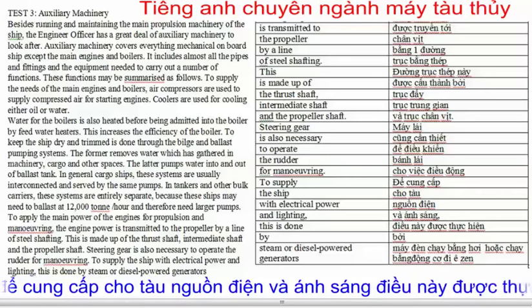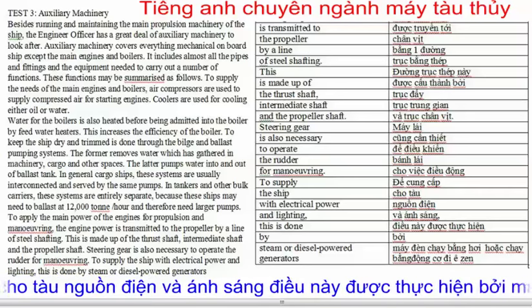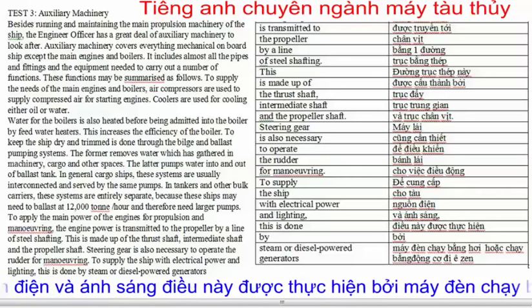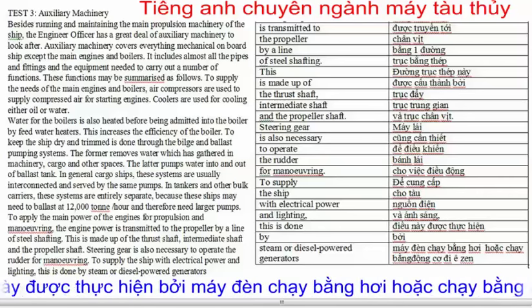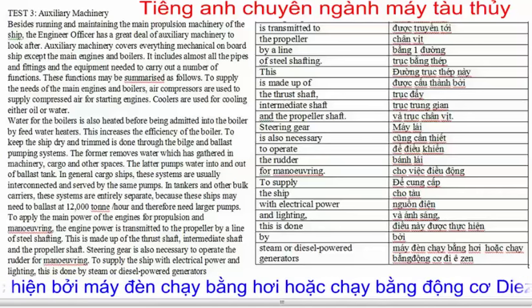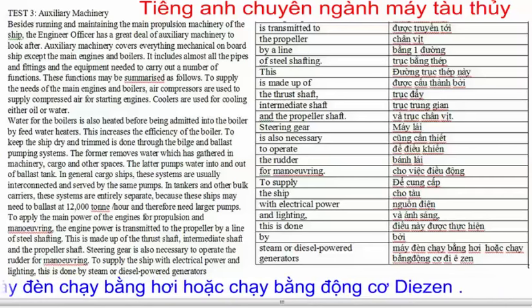To supply the ship with electrical power and lighting, this is done by steam or diesel-powered generators.